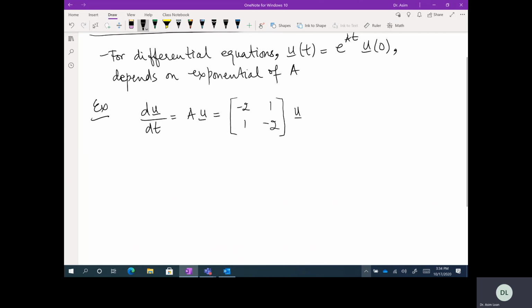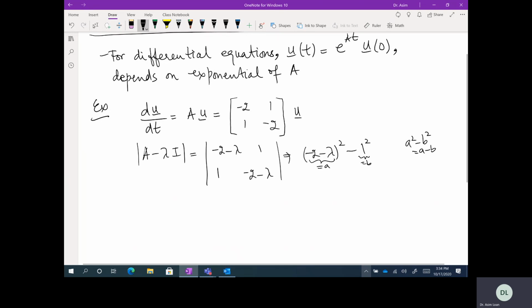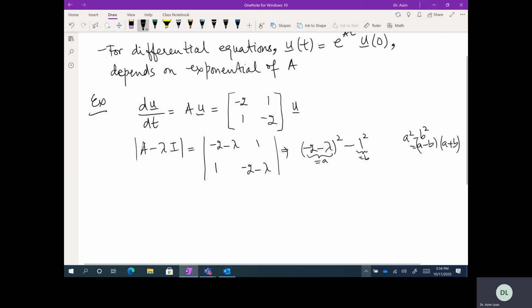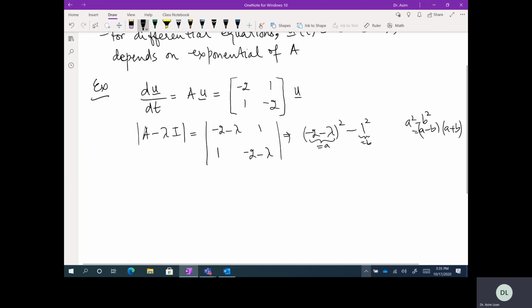So let's find the eigenvalues from the determinant of A minus lambda I. The determinant is minus 2 minus lambda, 1, 1, minus 2 minus lambda, which implies minus 2 minus lambda whole square minus 1 whole square. Again, using the same trick, this is a square, this is b square, so a square minus b square equals a minus b into a plus b. You shouldn't always expand the equation as is. You should look at the simplification that you can do before expanding.